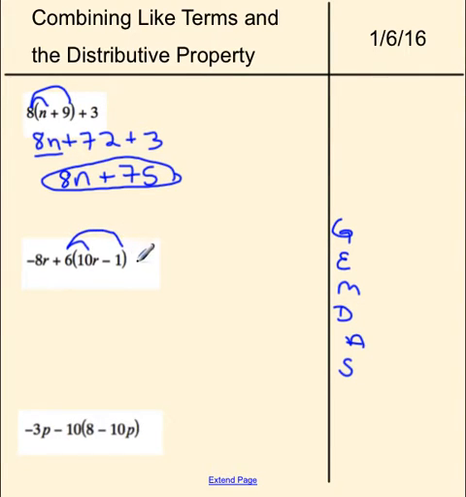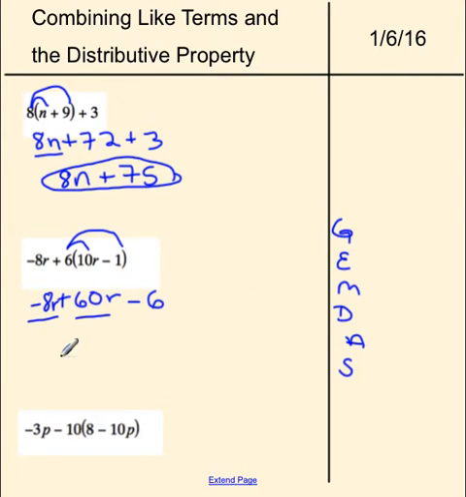So here we're going to distribute. So remember, this is a positive 6. So a positive 6 times a positive 10r is a positive 60r. And a positive 6 times a negative 1 is a negative 6. And I'll bring down that negative 8r. Now I underline anything that has one variable, and this doesn't get an underline because there's no variables there.